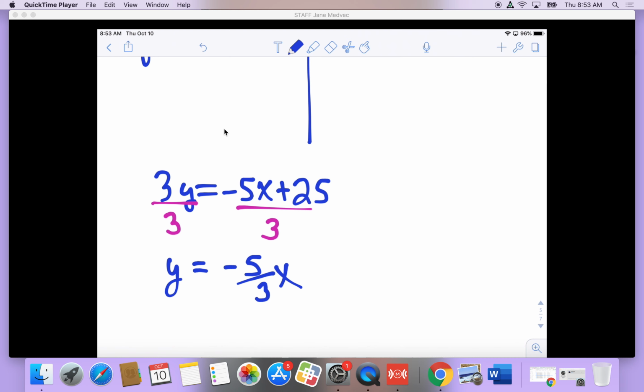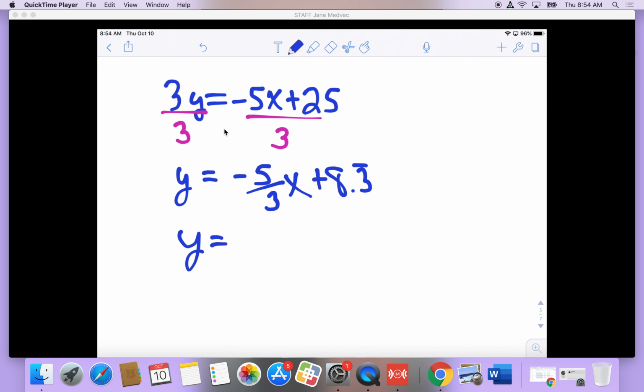Yes? So the calculator can't do that? It can. Good guess, but it can. Let's keep going and let's see if it comes more apparent to you. So now I've got 25 and I got 3 underneath it. What does that become? What does it become? 25 over 3. What do I get? 8.3 repeating. So plus 8.3 repeating. Or you could write it as y equals negative 5/3 x plus 8 and 1/3.